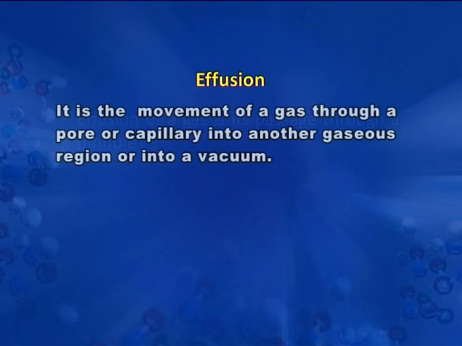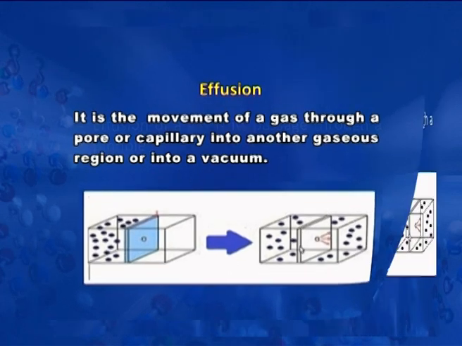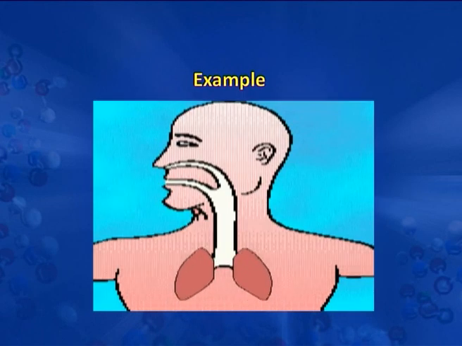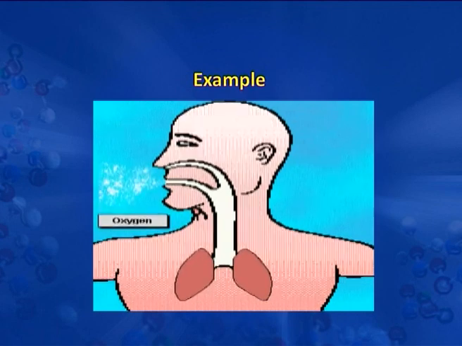Effusion is the movement of a gas through a pore or capillary into another gaseous region or into a vacuum. Like in this compartment, when gases mix with this phase, they go through a pinhole. So, this is known as effusion. A very good example is gaseous exchange in our body, carbon dioxide and oxygen in our blood and lungs, which saves our life. So, it is a very good example of Graham's law of diffusion.